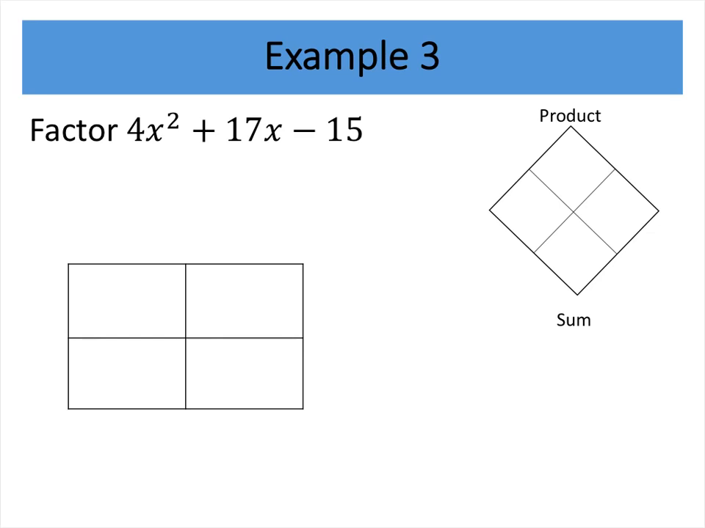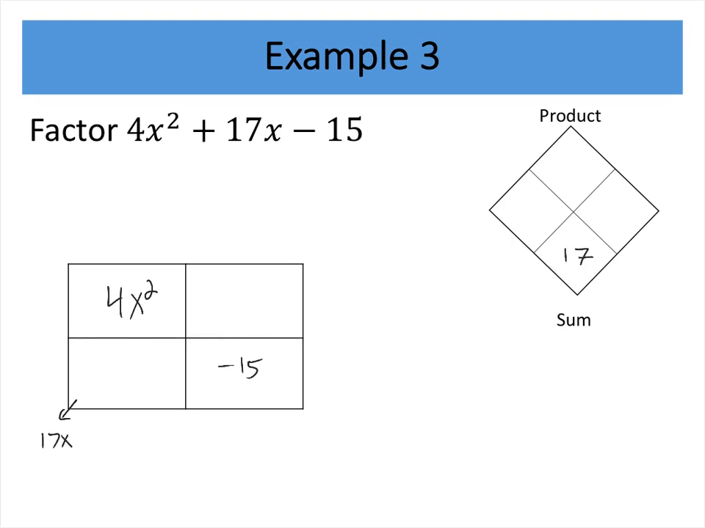This is the last one we're going to do together, and I chose it because it has negative numbers in it, and I really want you to see that. So again, we're going to do our setup, 4x squared and negative 15, and the diagonal is going to have to add up to 17x, which means that we're going to add to 17.